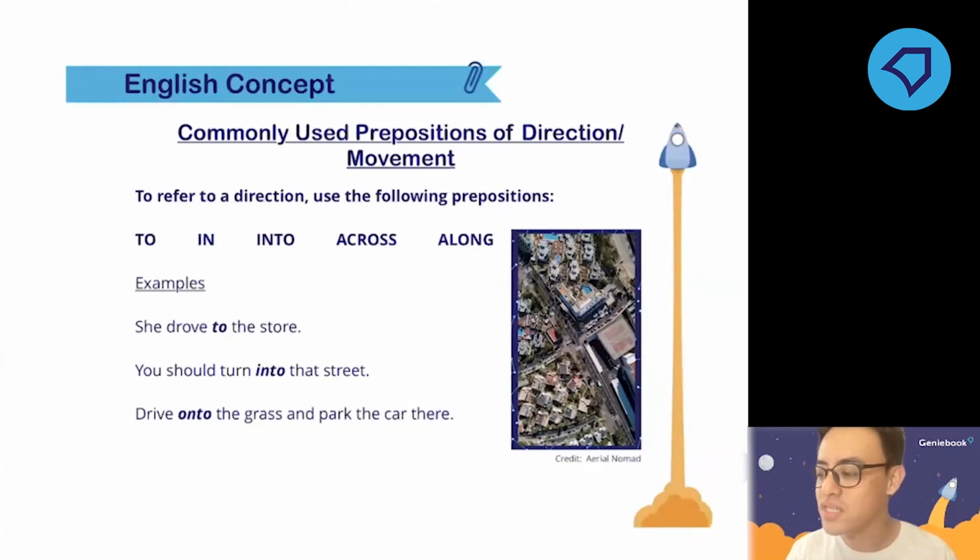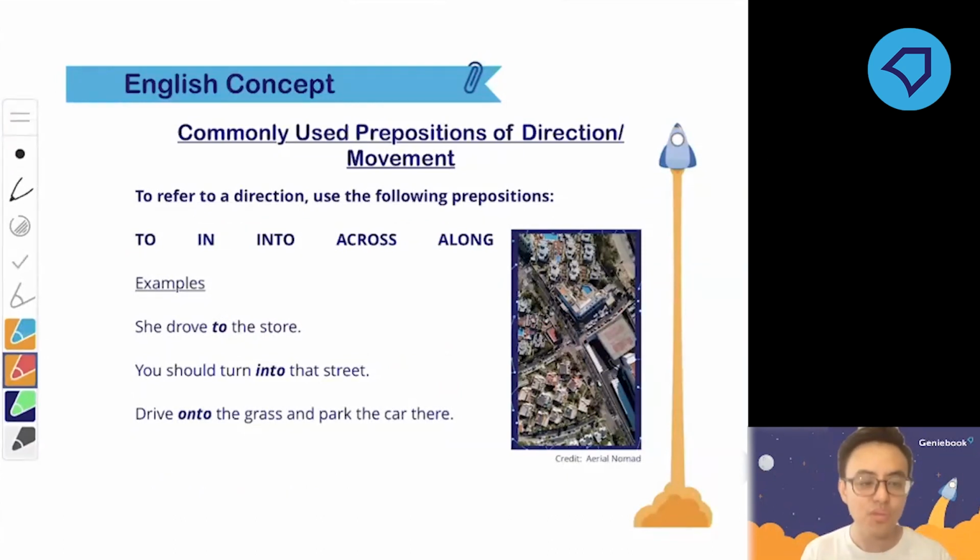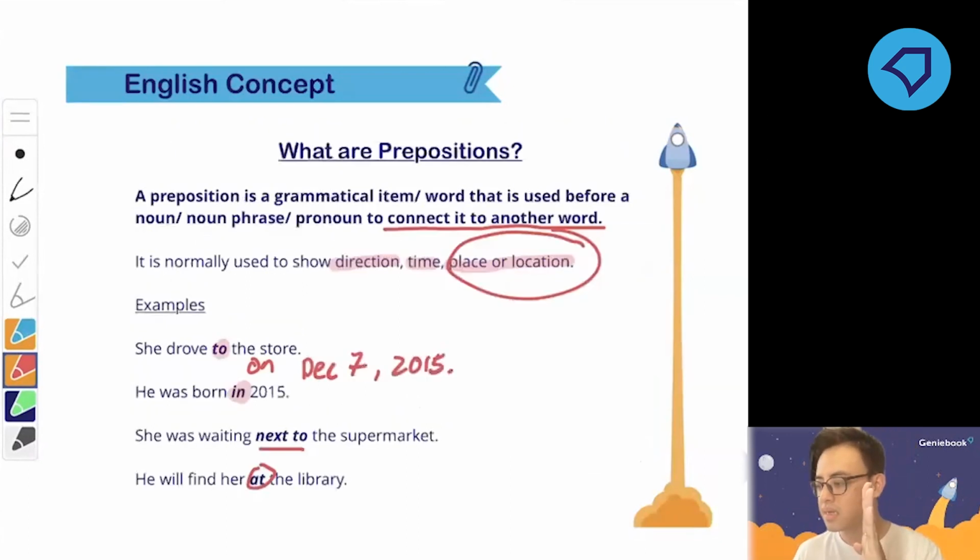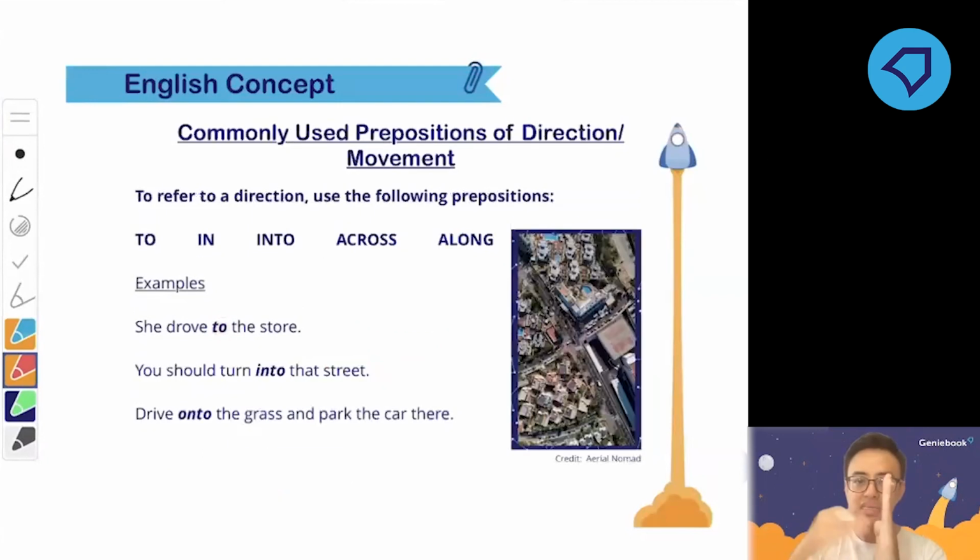So all these are directional prepositions. Now, through is also a preposition, because I went through the shopping center, which means it's telling us what direction you are going, right? I went through the shopping center. It's given as a direction. Okay. So she drove to the store. You should turn into the street. You can park the car there.